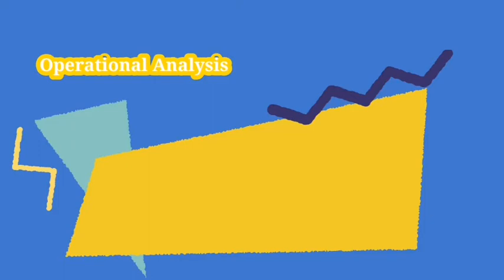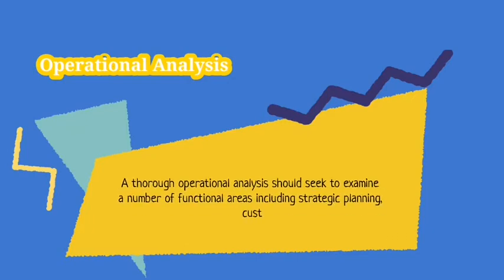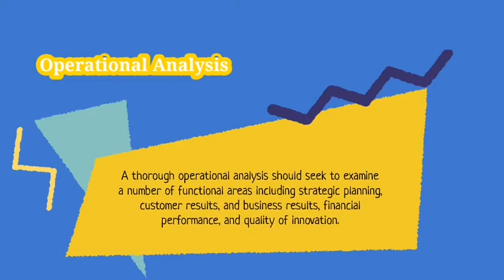Ideally, a true operational analysis should seek to examine a number of functional areas including strategic planning, customer results and business results, financial performance, and quality of innovation. The objective of this process should principally be to assess existing processes and determine how objectives might be better met, how costs could be saved, and even, on occasion, if a particular function is worth being performed.